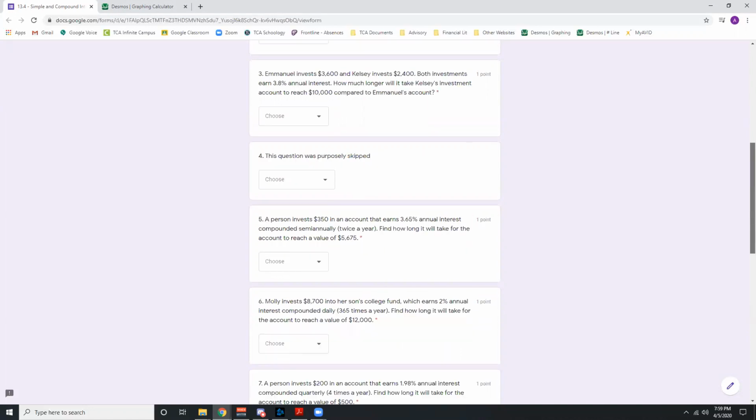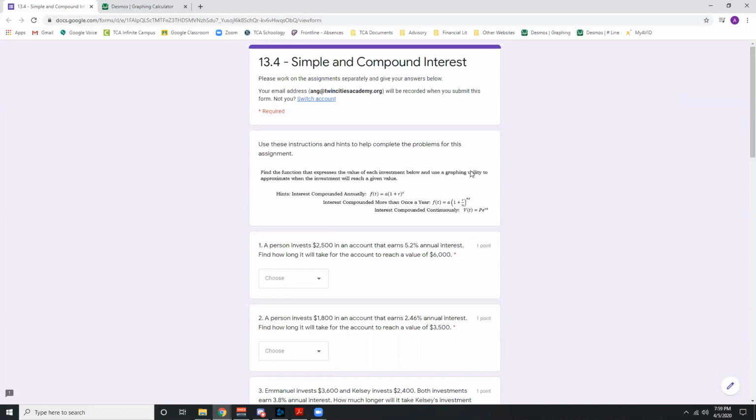Let's go back up to my hints. So it's compounding daily. That's more than once a year. That's going to be this middle one. f of t equals a times 1 plus r over n to the nt. Now, a here is going to be the amount that I start with, the initial amount that I'm investing. r is my rate, so the rate of growth of that account, that's written as a decimal. And n is going to be the number of times that I'm compounding each year. t, of course, is going to be our time.